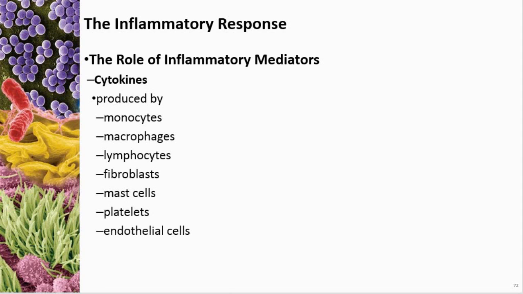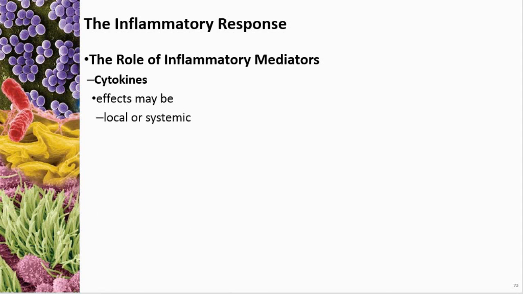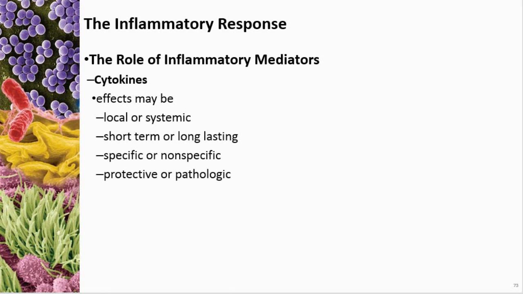Remember, inflammation usually starts out as a local process, right? But then once these other cells get involved, they can also begin to release their own cytokines. So their effects may be local or it may be systemic. Sometimes it's short term, sometimes it's long term. They can have specific effects or they can have general effects, and they can be protective or in some cases pathologic.